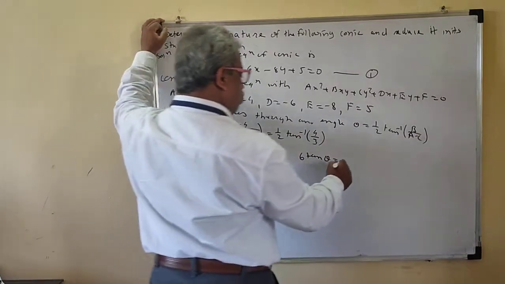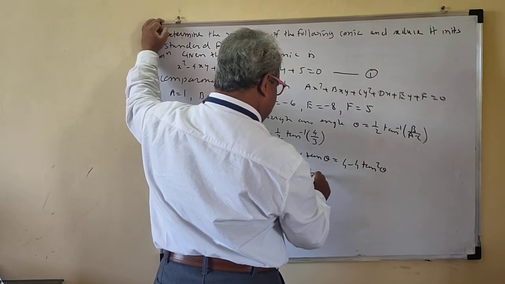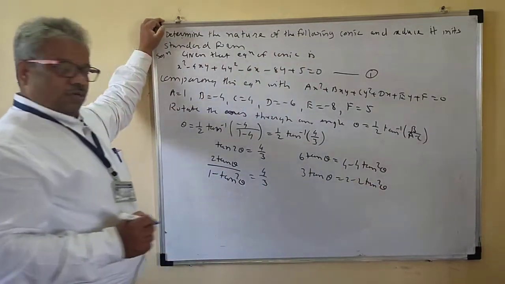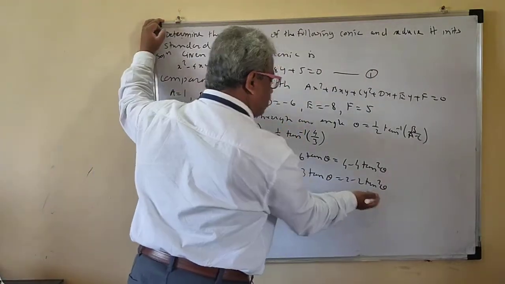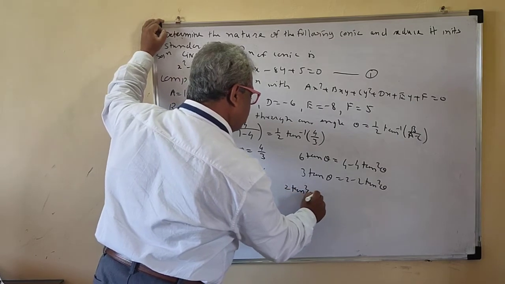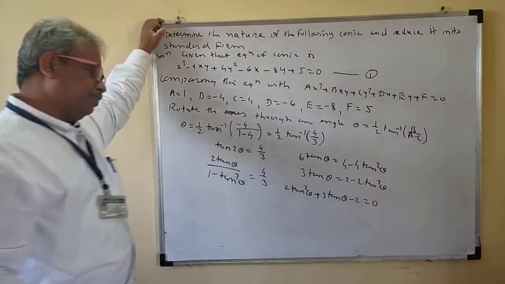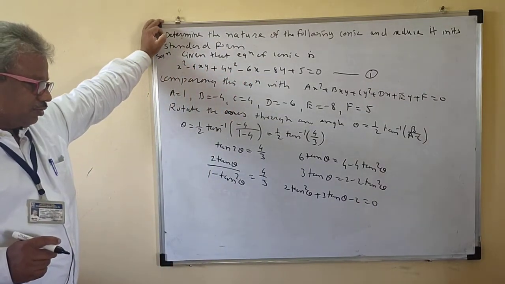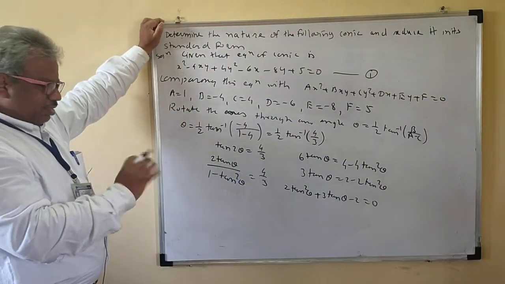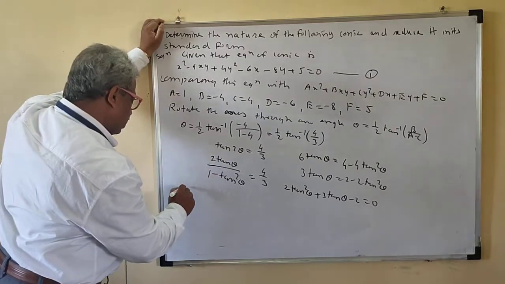So here 6 tan theta is equal to 4 minus 4 tan square theta, so 3 tan theta equals 2 minus 2 tan square theta. We shift this to this side, so this is 2 tan square theta plus 3 tan theta minus 2 is equal to 0. Now there is no need to factorize all of this; directly with the help of the formula you can find the value of tan theta.